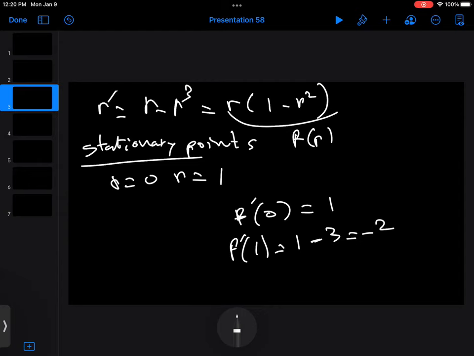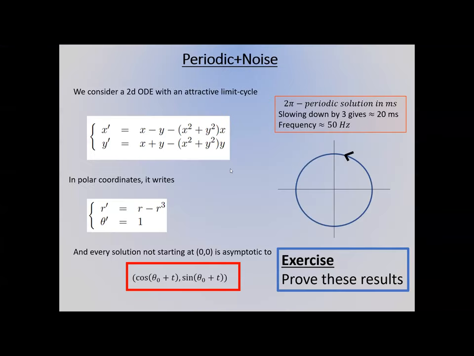And so every solution converges to r of t equals 1. And you have theta, which is theta 0 plus t. OK, so our system has a strong attractor to a periodic solution. All right, so you have here that every solution that doesn't start at 0, 0 is asymptotic to this cosine and sine functions.